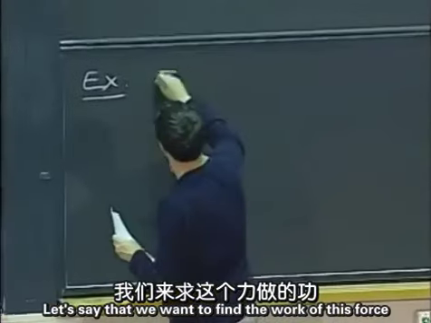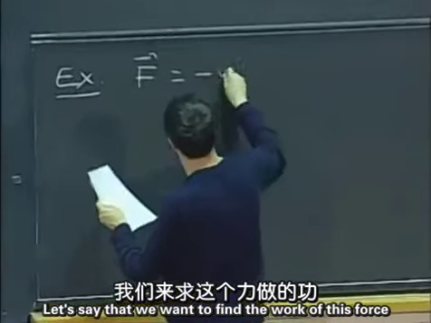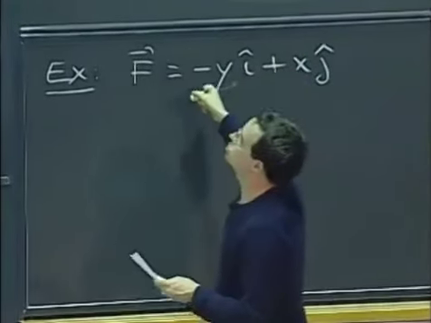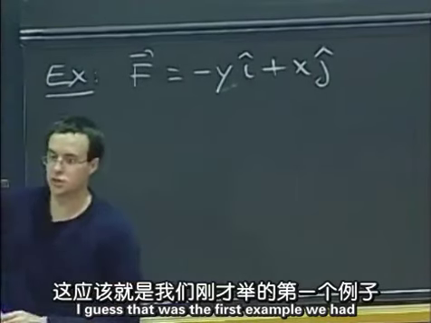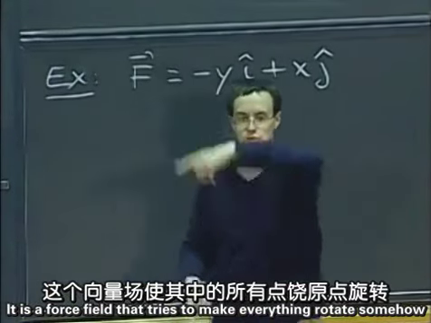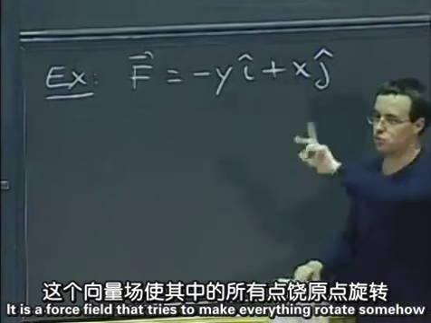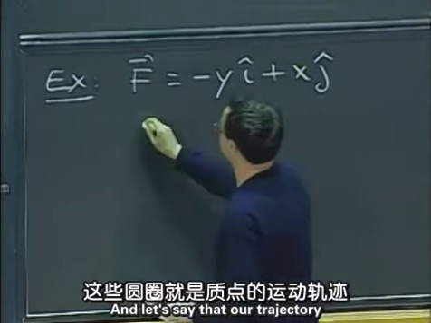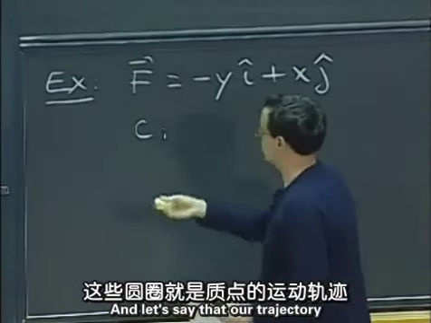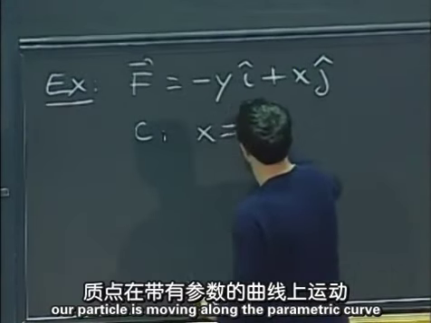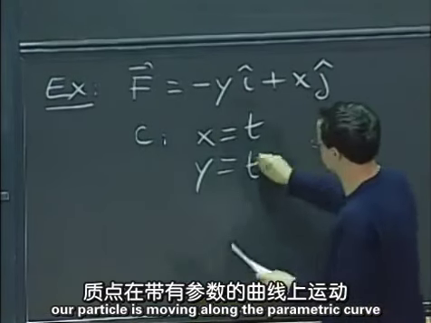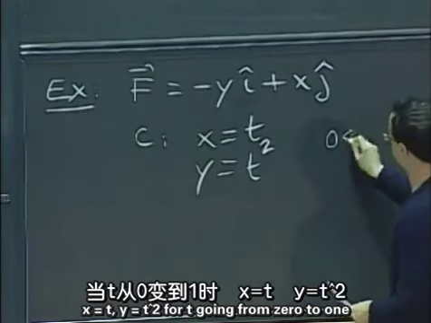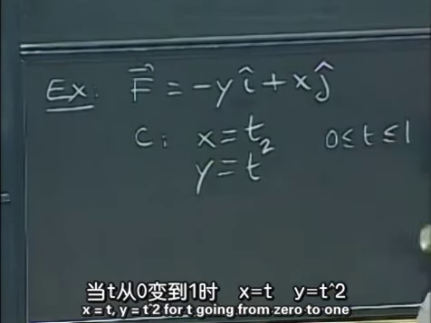Let's say that we want to find the work of this force. So I guess that's the last example that we had. Okay, so it's a force field that tries to make everything rotate somehow. Your force points along these circles. And let's say that our trajectory, our particle is moving along the parametric curve, x equals t, y equals t squared, for t going from 0 to 1.